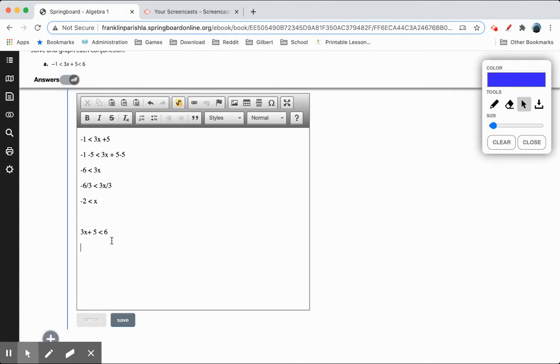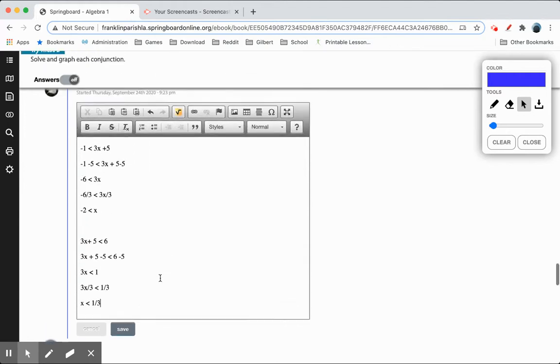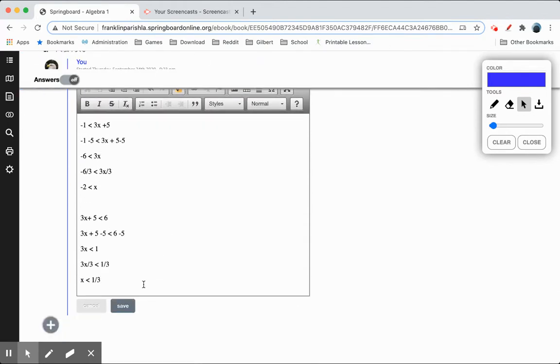This one, same steps. 3x plus 5 minus 5 is less than 6 minus 5. 3x is less than 6 minus 5 is 1. Divide both sides by 3. 3x divided by 3 is less than 1 divided by 3. And that is x is less than 1/3. Okay?